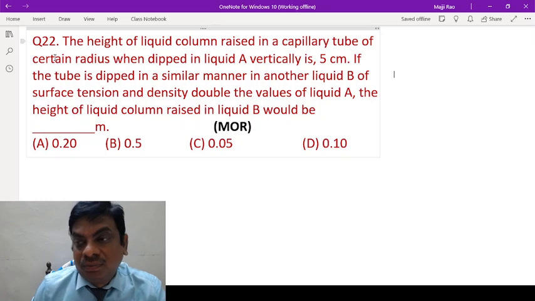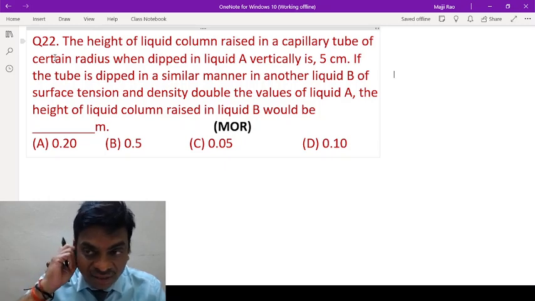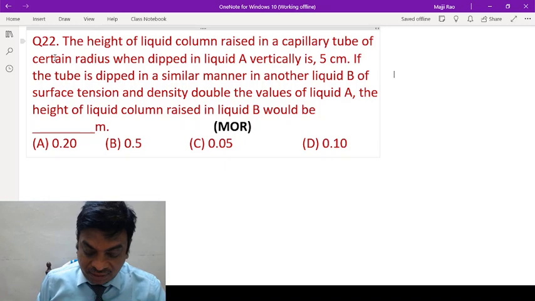Today I have come up with questions based on general properties of matter and simple harmonic motion waves and all. These questions have been asked on 30th January 2023 JEE mains. So without wasting time, let us discuss them.